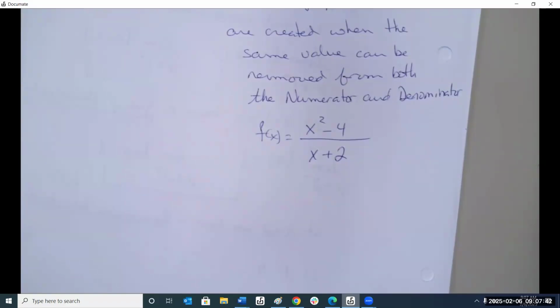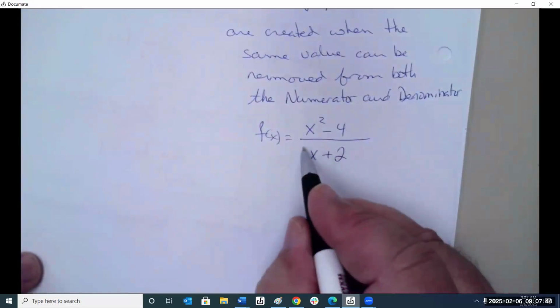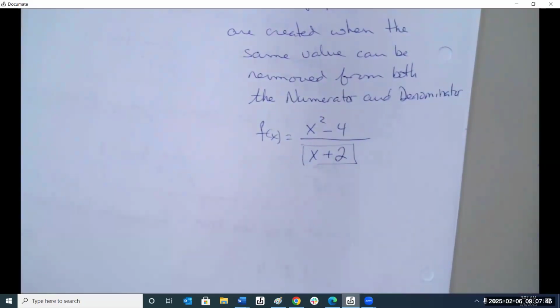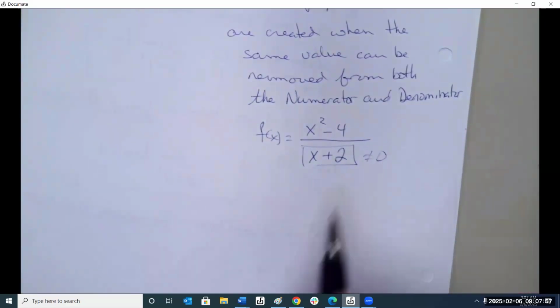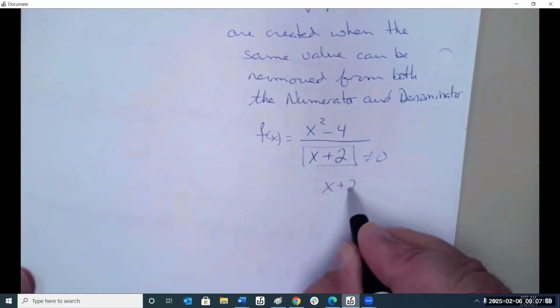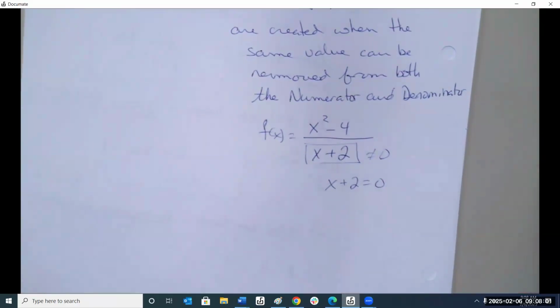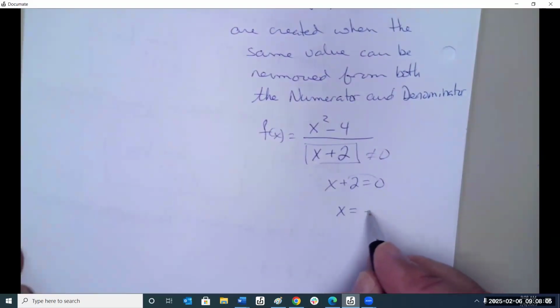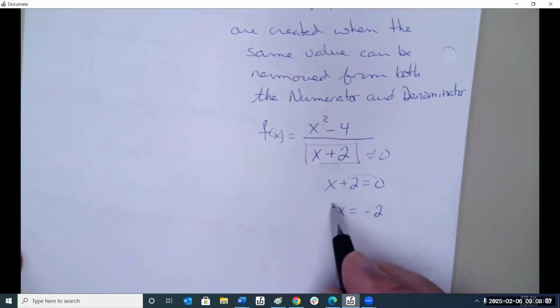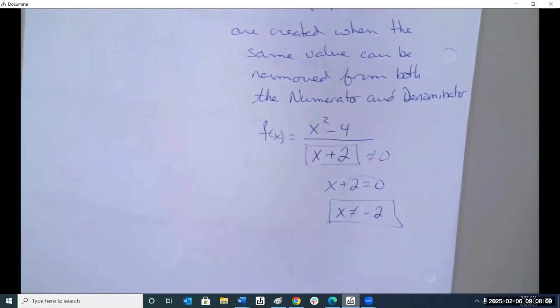No, it can't be a continuous function because you have a denominator with an x in it. What can you not have in the bottom? The denominator can never equal 0. So what x value will make it equal 0? So we have a discontinuity at x equals -2.